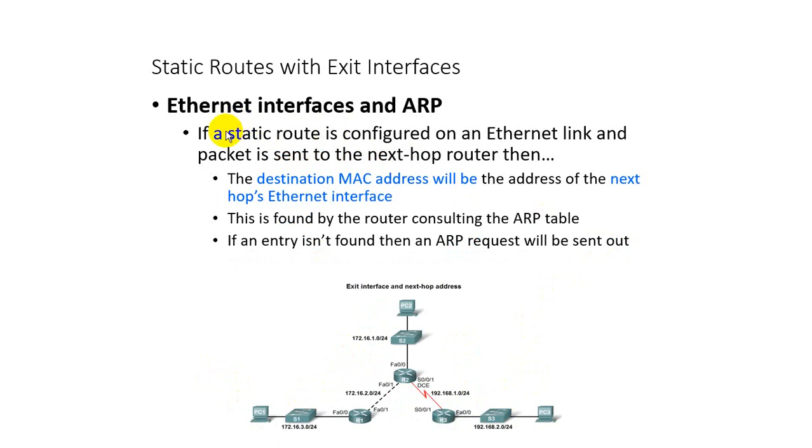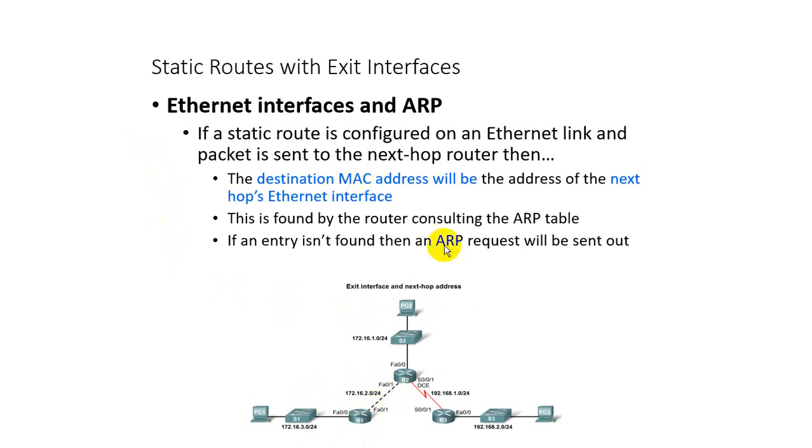Ethernet interfaces and ARP. If a static route is configured on an Ethernet link and a packet is sent to the next hop router, then the destination MAC address will be the address of the next hop Ethernet interface. This is found by the router consulting the ARP table. If an entry isn't found, then an ARP request will be sent out, and through the ARP request, it will learn the MAC address of an IP.